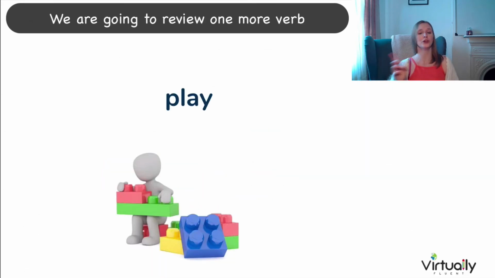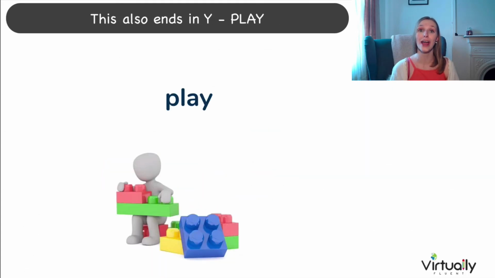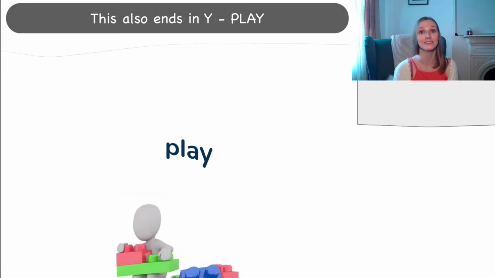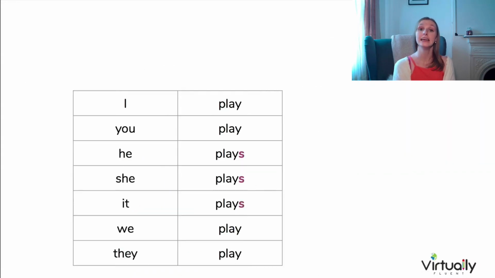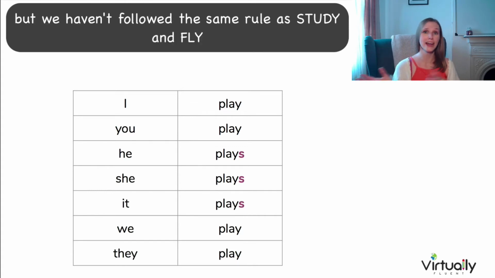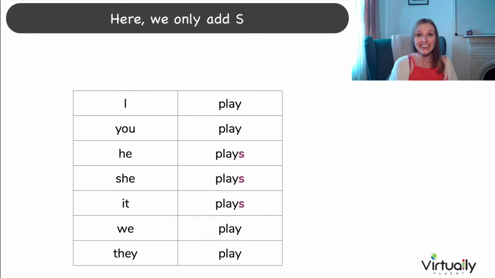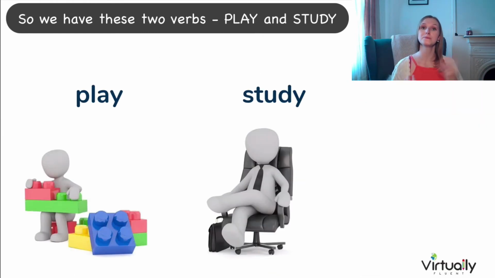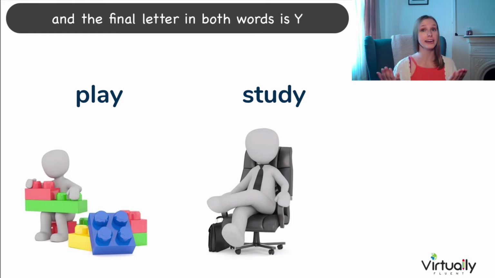We are going to review one more verb. This also ends in Y. Play. I play, you play, he plays, she plays, it plays, we play, and they play. This ends in Y, but we haven't followed the same rule as study and fly. Here we only add S. What is happening? So we have these two verbs, play and study, and the final letter in both words is Y.